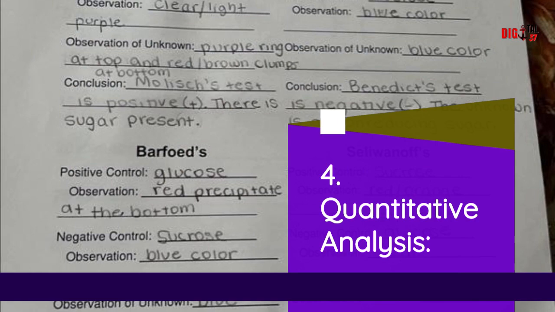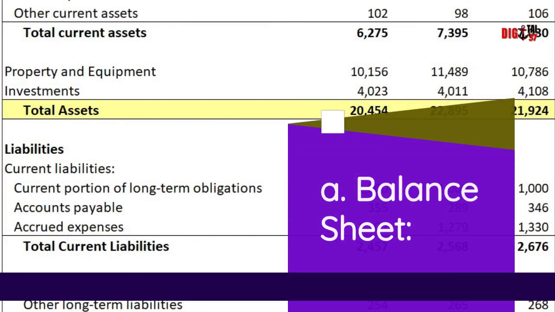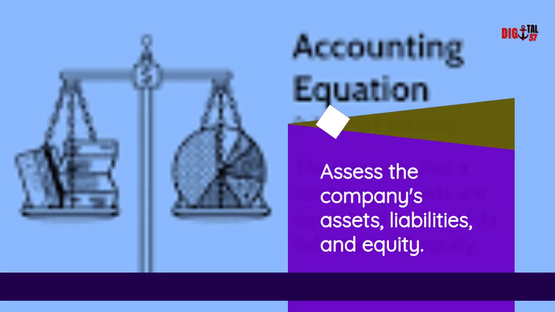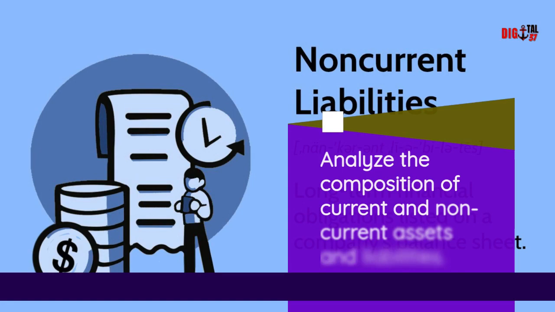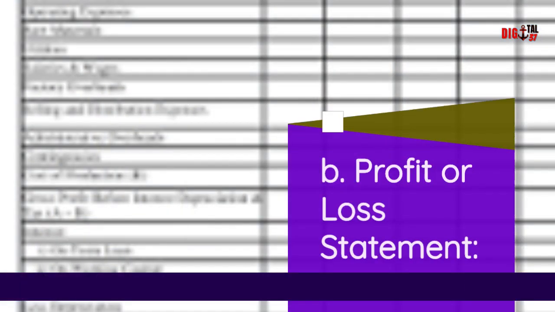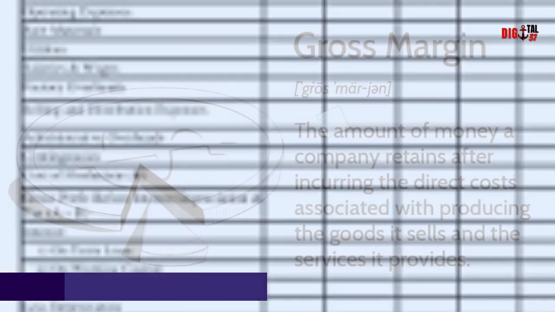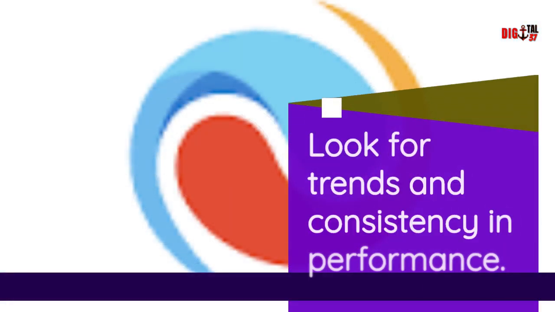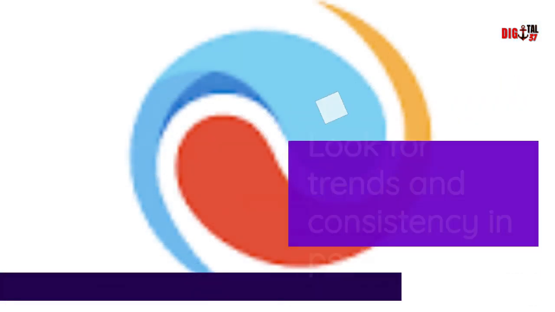4. Quantitative analysis. A. Balance sheet. Assess the company's assets, liabilities, and equity. Analyze the composition of current and non-current assets and liabilities. B. Profit or loss statement. Evaluate revenue growth, gross margin, operating expenses, and net income. Look for trends and consistency in performance.